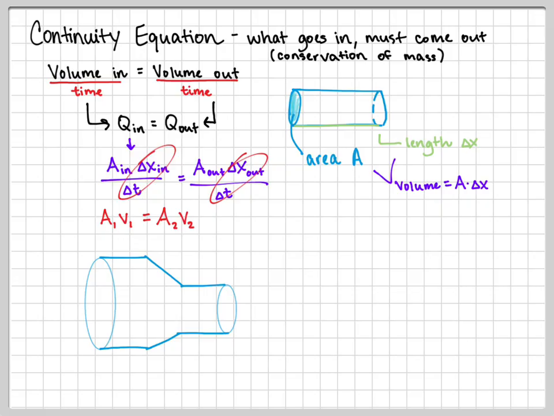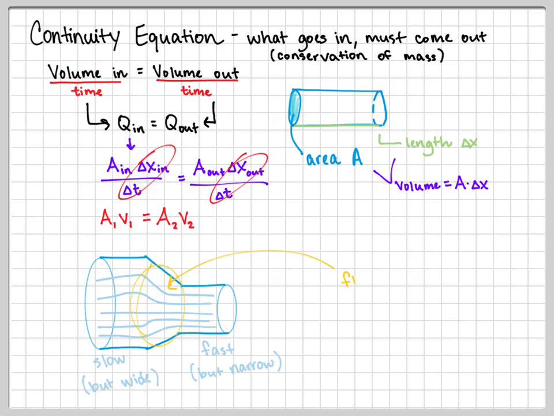Amazing. So area 1 times the velocity in that spot is going to be equal to area 2 times the velocity in that spot, right? So if we have a pipe that changes diameter, the bigger area is going to have a slower velocity than the smaller area, because we have to push the same amount of fluid through both sections of the pipe.